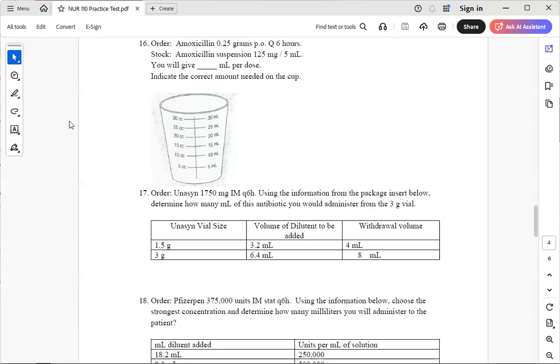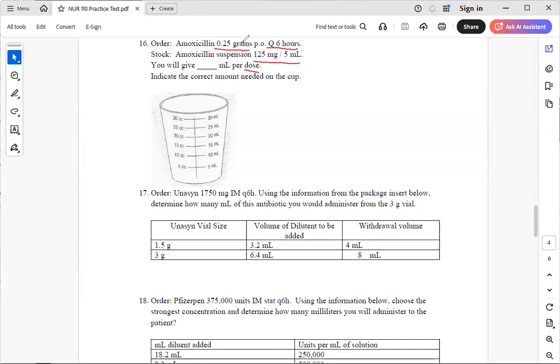So this question, we have the order is amoxicillin 0.25 grams every 6 hours. If you think about this, Q6H, or every 6 hours, how many 6-hour intervals are there in a day? 24 divided by 6 gives you 4. So this is actually the same thing as QID, 4 times a day. But that's only really important if they ask you per day, but here you can see they're asking per dose. And then we can see our available is 125 milligrams per 5 ml.